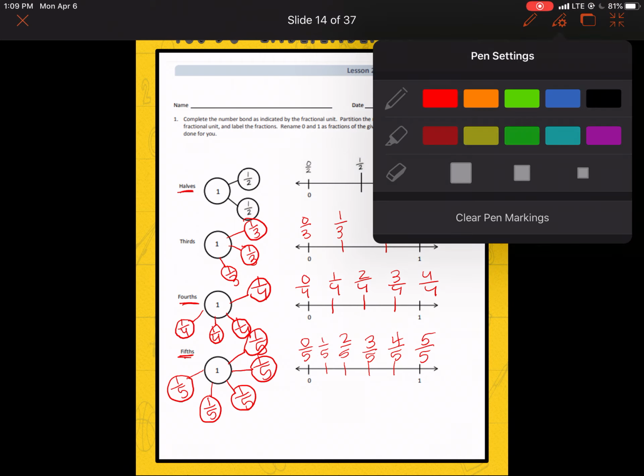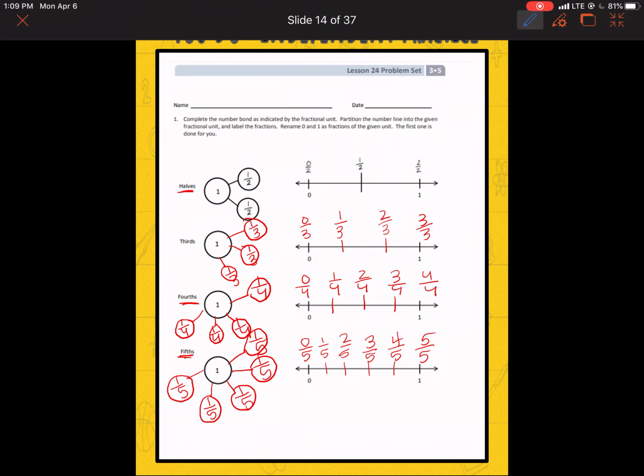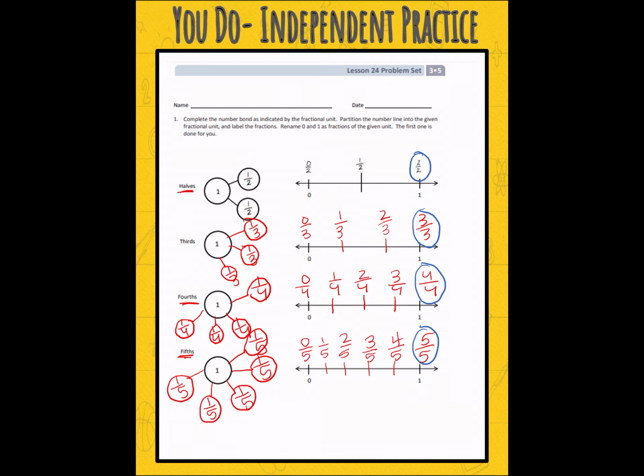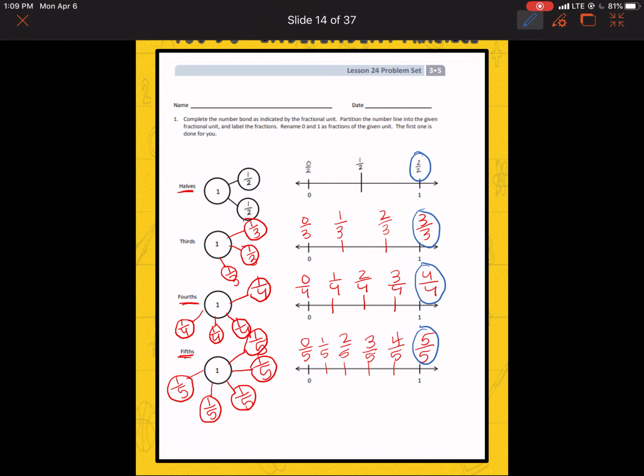Let's see, I'm going to change my color here, I think. So 2 halves is equal to 1, 3/3, 4/4, and 5/5. See, they're all equal to 1. They're all in the same spot on the number line. All right. So let's see if it'll let me flip to the next page here.